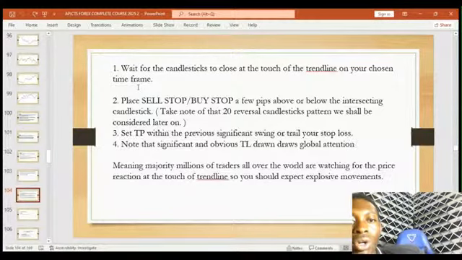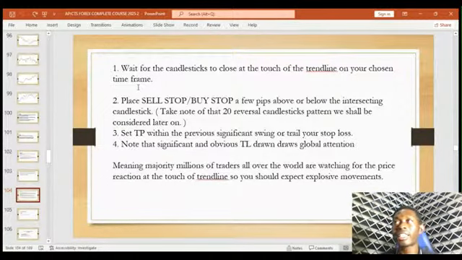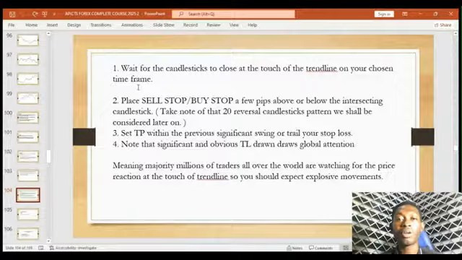Note that significant and obvious trend lines draw global attention. I like that. I think it's part of what I was explaining the other day: when you draw your trend line, many people from all over the world are watching the same thing, especially if you draw it on a higher time frame and if you draw from the obvious peaks and troughs.